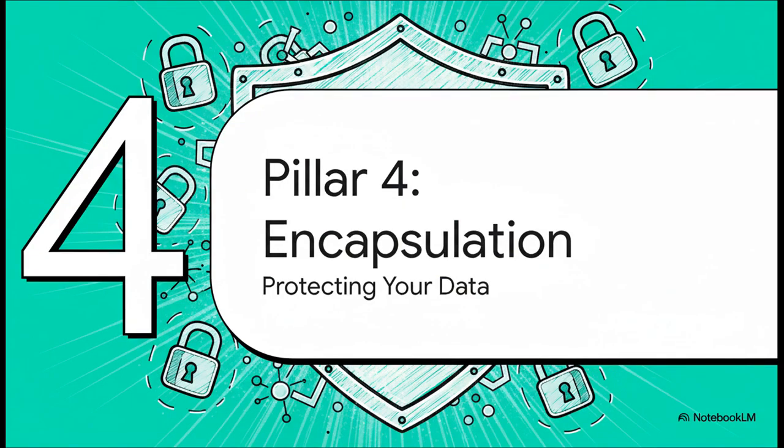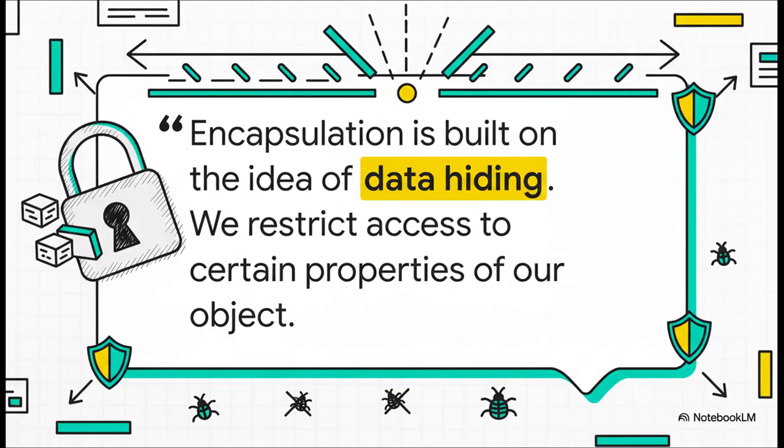Finally, that brings us to our fourth and final pillar, encapsulation. Now, if inheritance is all about sharing code, you can think of encapsulation as being all about protecting it. It's about creating a protective barrier around an object's data to keep it safe and consistent. The main idea here is something called data hiding. We really don't want other parts of our program to be able to just reach in and change an object's data whenever they feel like it. I mean, that's how you get nasty bugs and really unpredictable behavior. Encapsulation helps us prevent this by controlling who gets access.